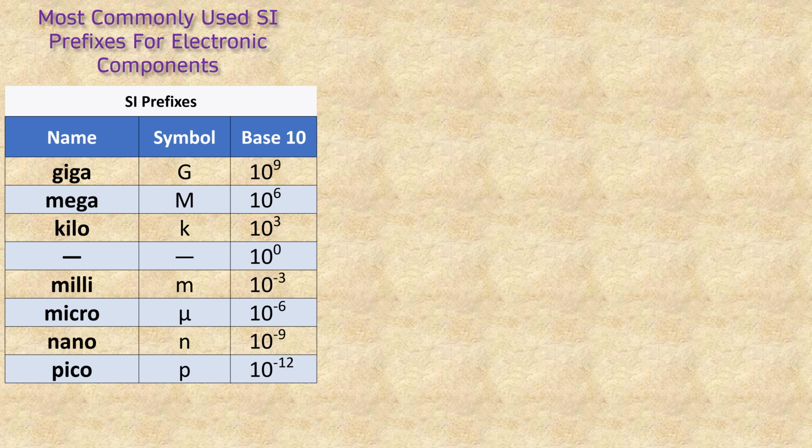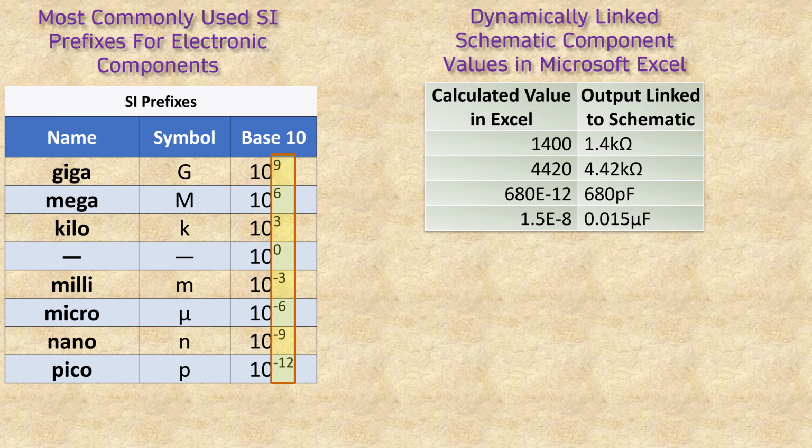I've shrunk the list of SI prefixes down to the ones most commonly used in electronics here. They range from 10 to the minus 12th to 10 to the plus 9th power. Here's an example of component values calculated in Excel for circuit design with their associated scaled SI numbers, prefixes, and units. For example, an input of 4,420 returns 4.42K with the Greek omega added for ohms.